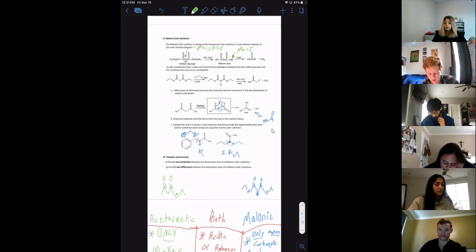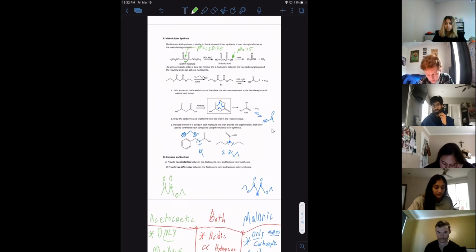And then part A just asks to show the electron movement for decarboxylation. You guys should hopefully be pretty comfortable with that. All you're making is CO2 from this side, and you can rationalize it as making a circle. And then enol and enolate ion tautomerization, that's shown right here. You guys have been doing that for a while.